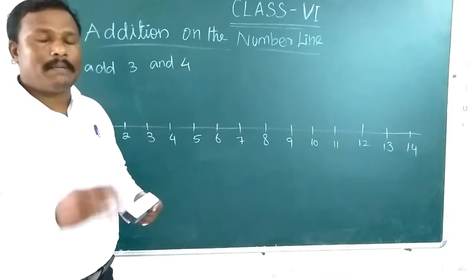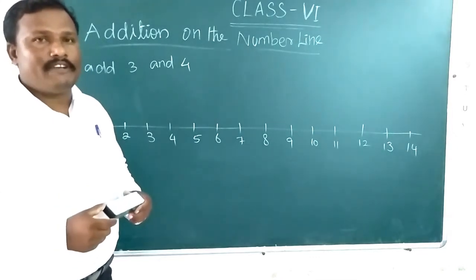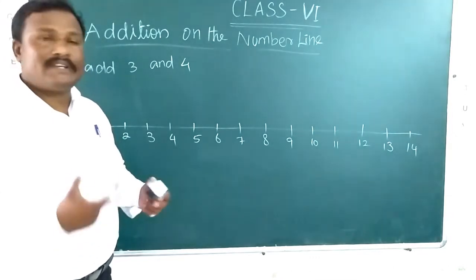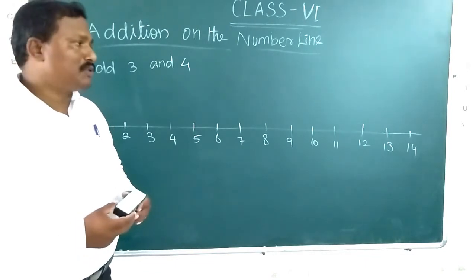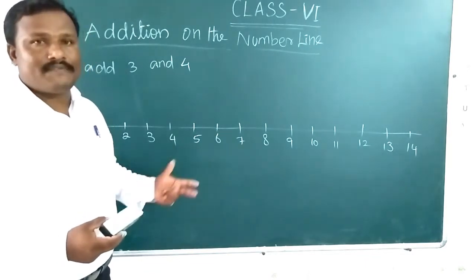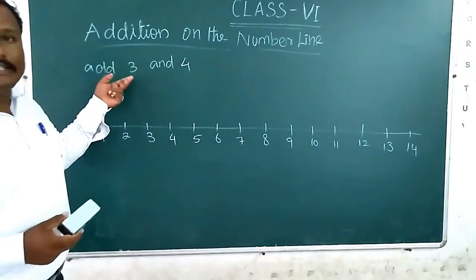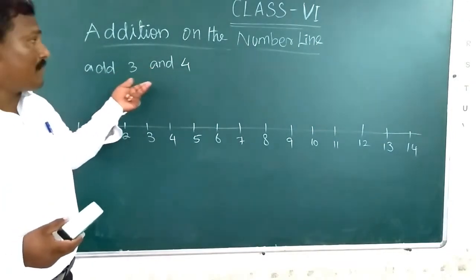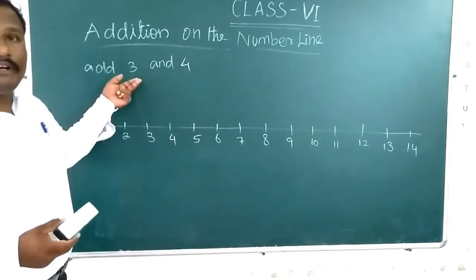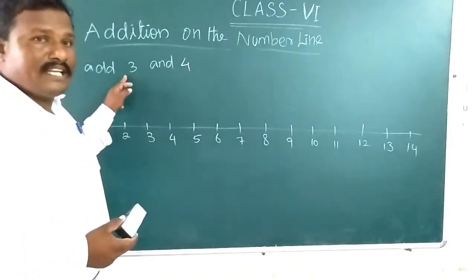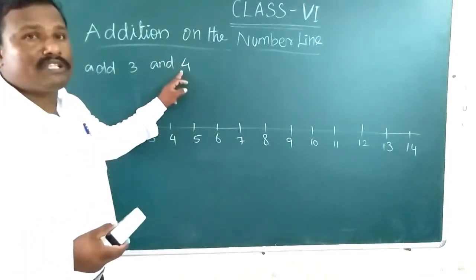Using a number line, listen carefully, it's a different addition. When we use a number line, it's different. So listen carefully, I will tell you. Now I'm going to add 3 and 4. Okay, so first rule, we have to start from 3 and we have to jump 4 times.